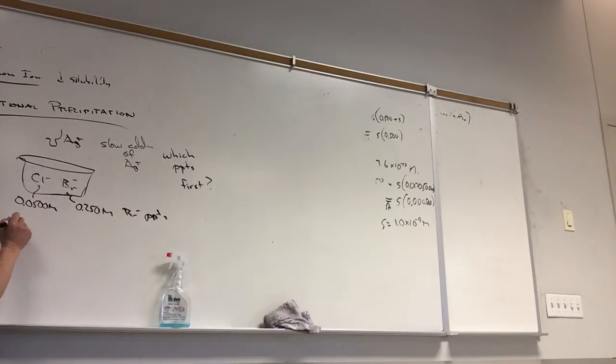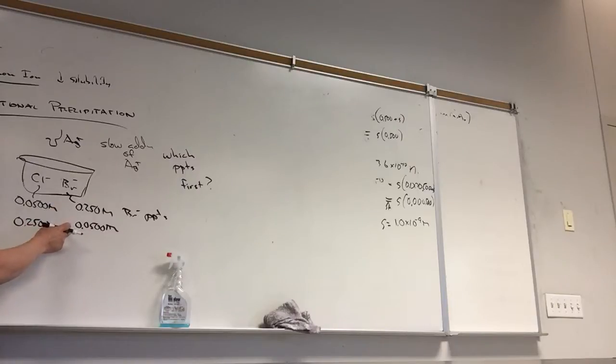But what if I had this? What if I reversed them and put 0.250 molar here and 0.0500 molar here? Is it really so clear which one precipitates first now? On the one hand, bromide has a smaller KSP, and therefore it's less soluble. But on the other hand, we have less common ion.